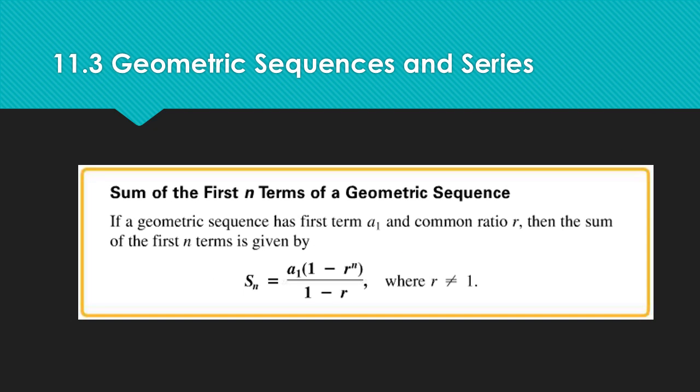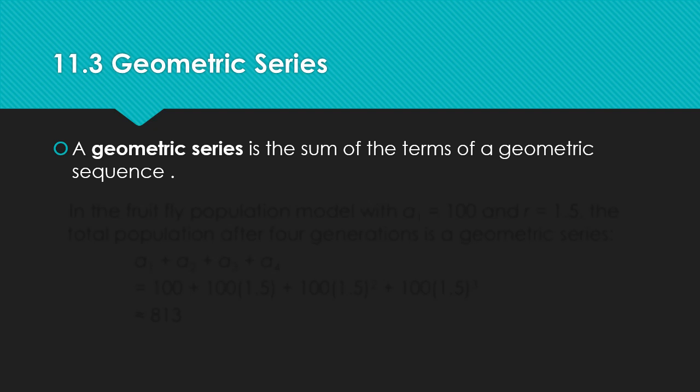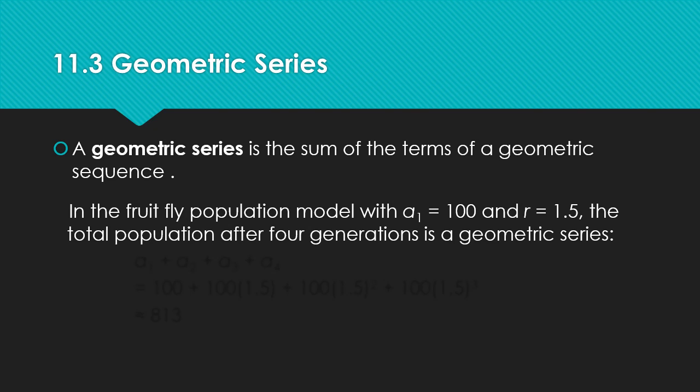Now, what do we do if we want to add together the terms of a geometric sequence? Well, if you know the first term, A1, and the common ratio, then the sum of the first n terms is given by A sub 1 times 1 minus r to the n over 1 minus r, as long as r is not equal to 1. A geometric series is the sum of the geometric terms. So what we just did there was we found the formula for a geometric series.